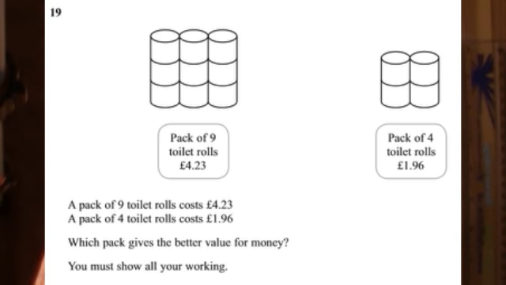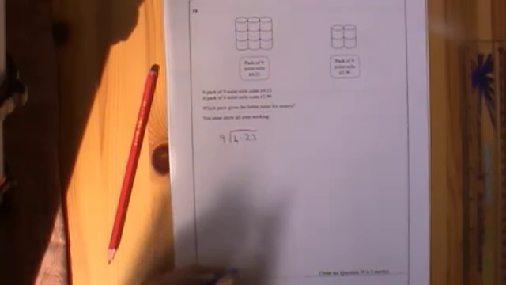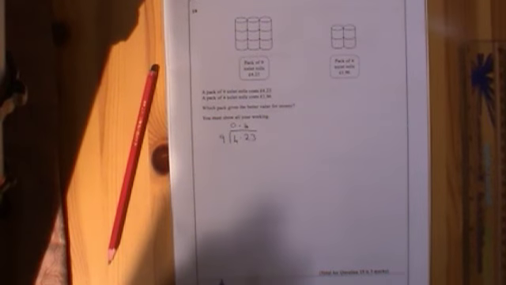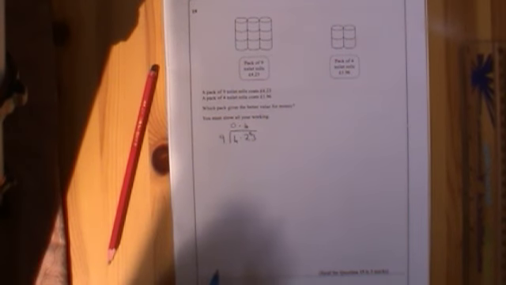So the easiest way to do this, I think, is to work out the price of 1 toilet roll in each pack. So if we buy a pack of 9 for £4.23, the cost of 1 roll will be how many 9s are there in £4.23. 9s into 4 don't go, so it's no pounds. 9s into 42, so 9, 18, 27, 36 goes 4 times. 4 9s are 36. There are 6 left over. So how many 9s in 63? That goes 7.